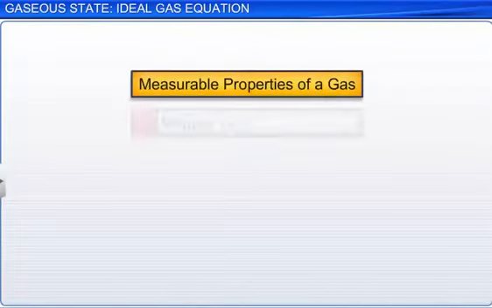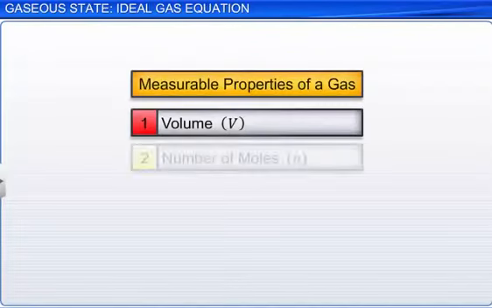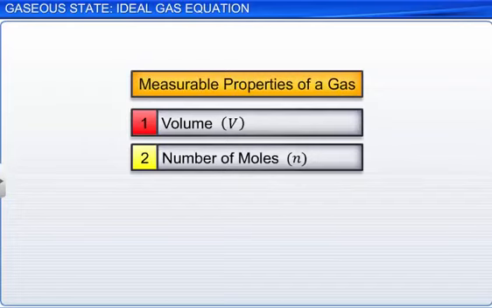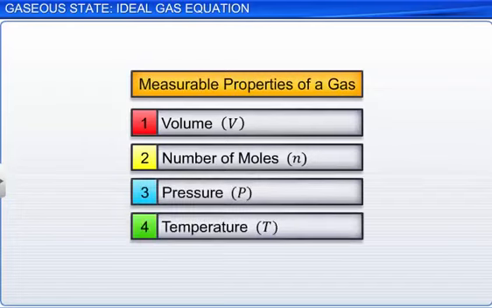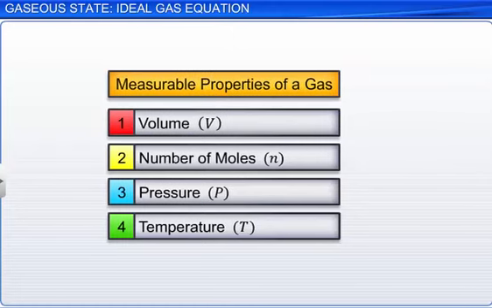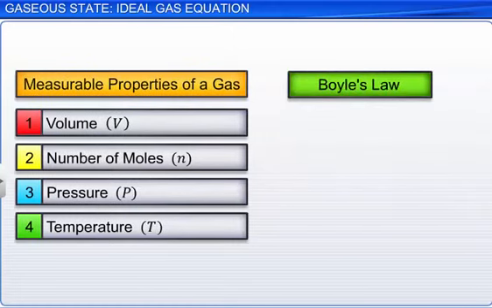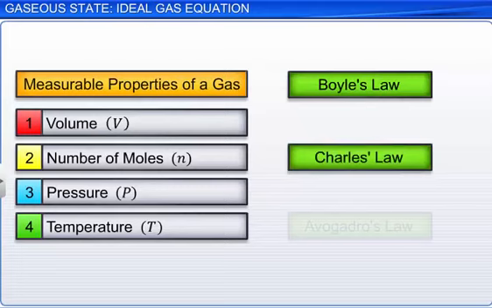We know that volume, the number of moles, pressure, and temperature are the four interrelated properties that describe the behavior of gases. The relationship between these properties is described by three laws. They are Boyle's law, Charles' law, and Avogadro's law.